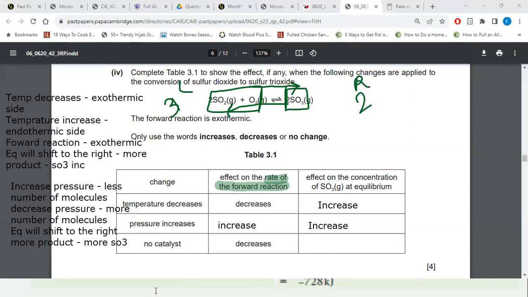Finally, they are asking about a catalyst. No catalyst. If I don't put any catalyst, the rate of reaction will decrease. You and I know that a catalyst makes a reaction faster. So if there is no catalyst, then the reaction will, of course, not be fast. It will be a slow reaction. But what about equilibrium? Do you remember? I had told you once one line about the effect of catalyst on equilibrium. Do you remember what it was?